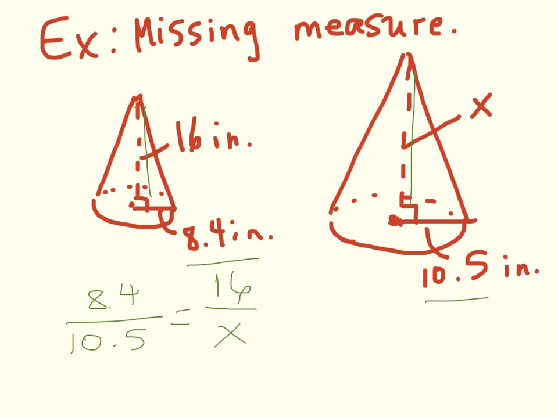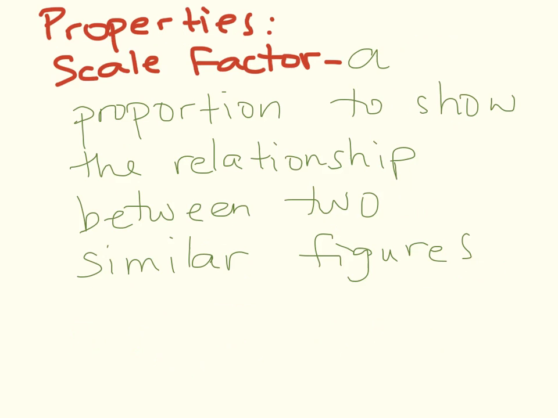So I would cross multiply, so I would say 8.4x is equal to 10.5 times 16, which is 168. And then I would divide both sides by 8.4, and I would find that x equals 20 inches. And so I know that those linear measurements must form proportions.